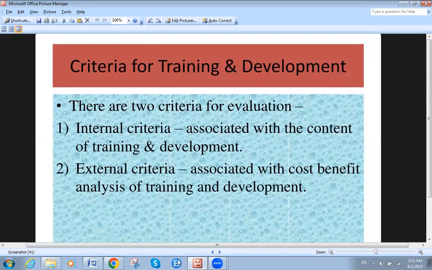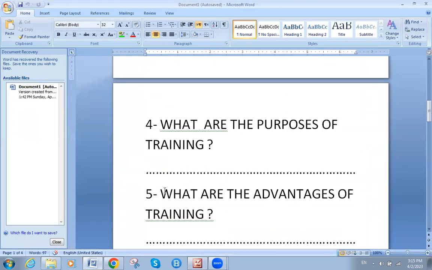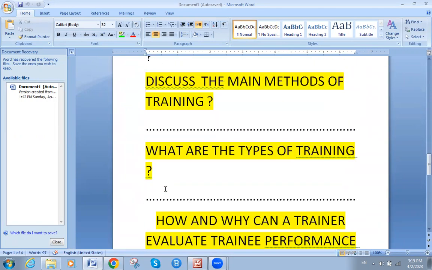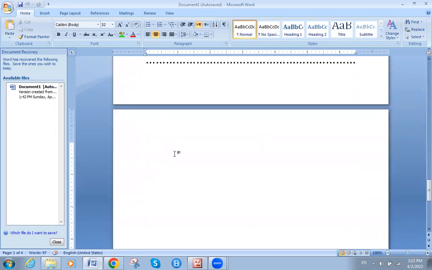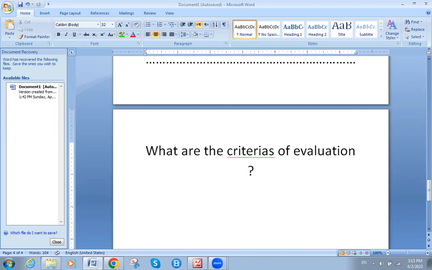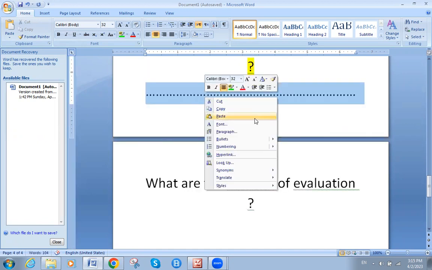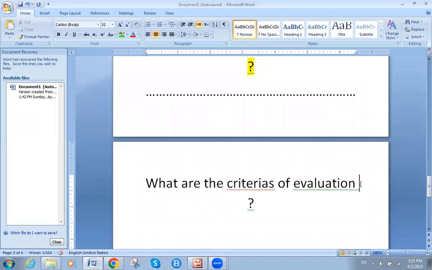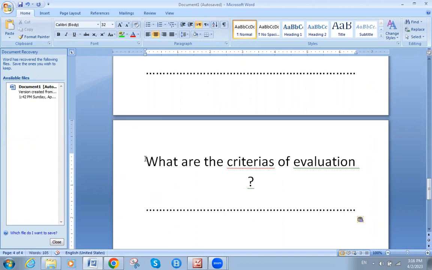What are the criteria of evaluation? Here we'll go to the question number. What are the criteria of evaluation? This is the first question today. So I will highlight this question now and we'll stop here for about 5 minutes for the answer to this question: the criteria of evaluation.